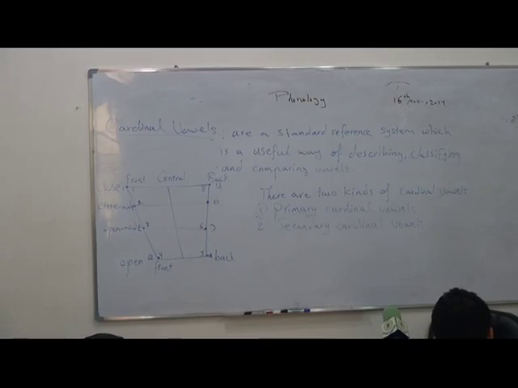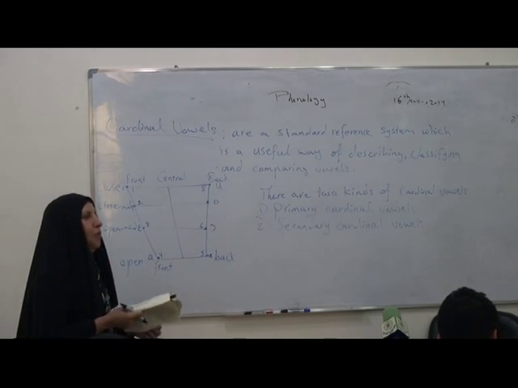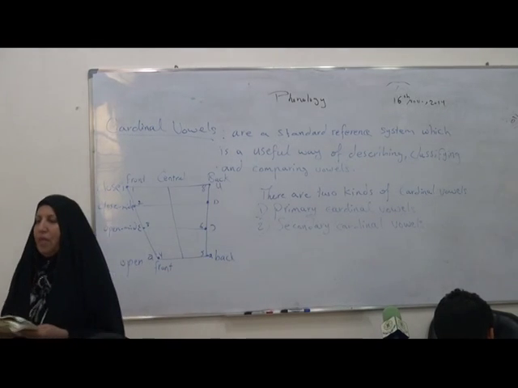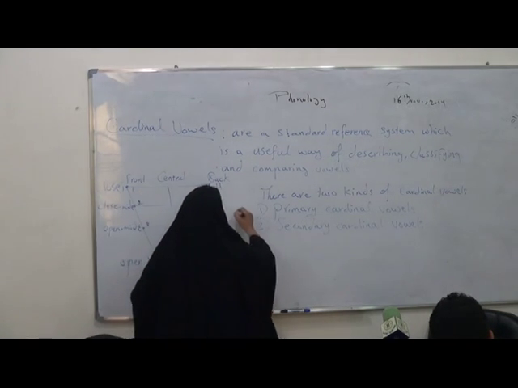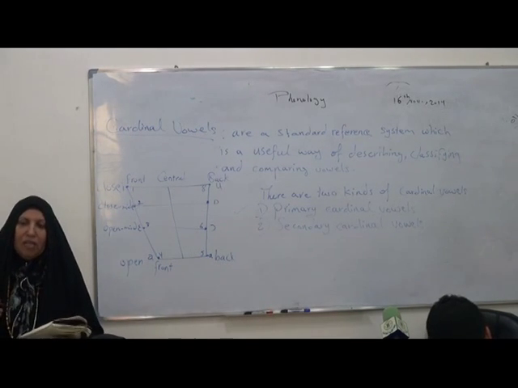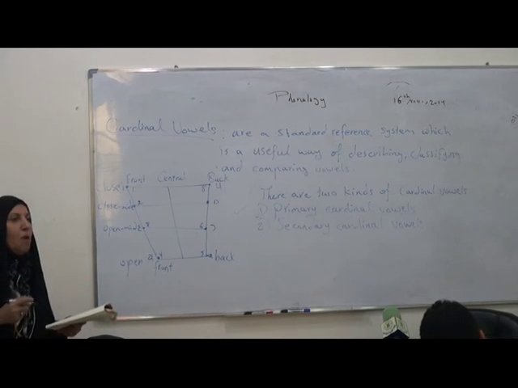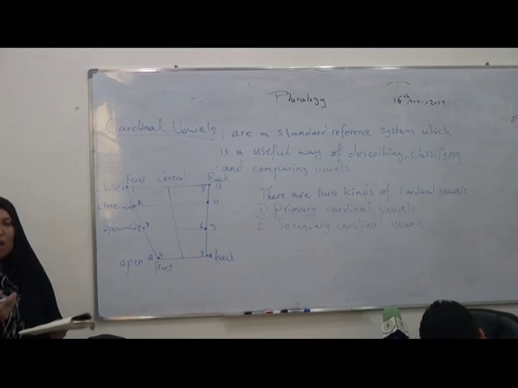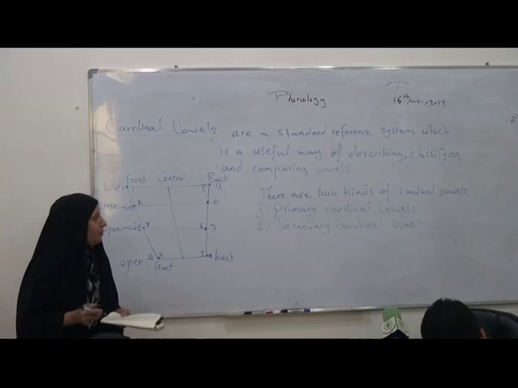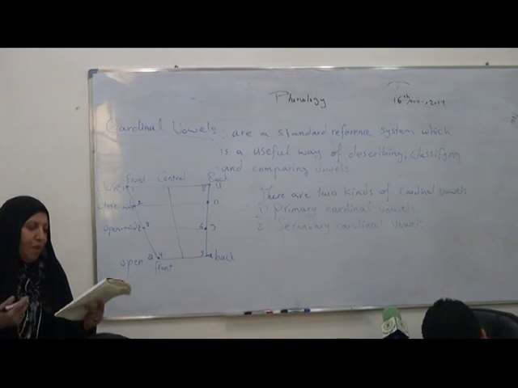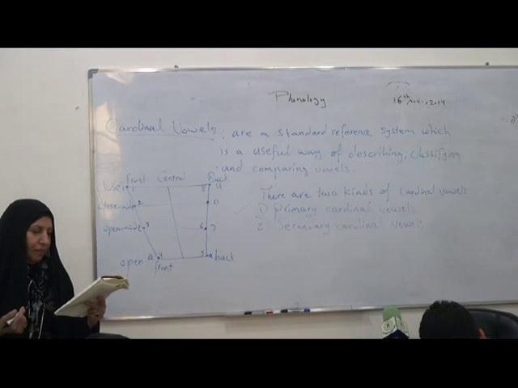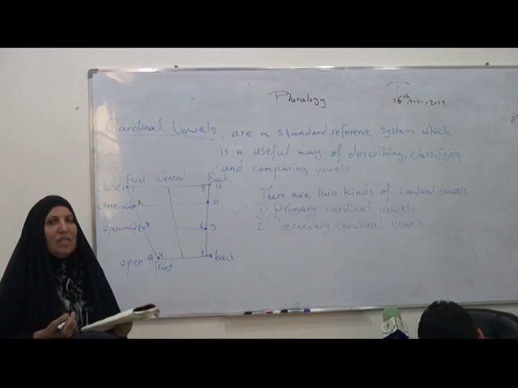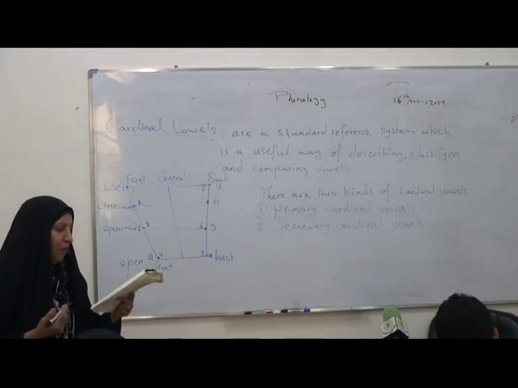Now, what is the difference between primary cardinal vowels and secondary cardinal vowels? Why do we make them two kinds? Primary cardinal vowels are more familiar to European people, to English speakers. Most people in Europe know primary cardinal vowels more than the secondary ones. Secondary cardinal vowels are less familiar to European people. This is the difference.